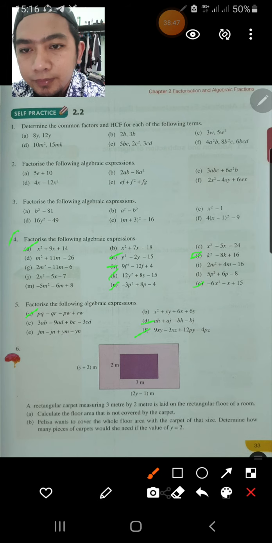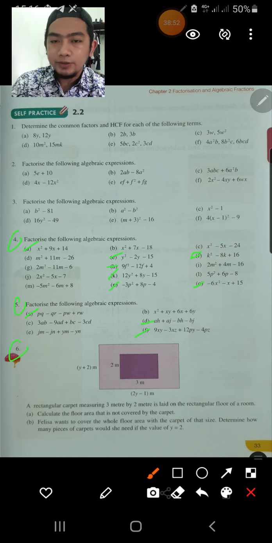Okay, and the last question is question 6. You can answer. So that's all for today.